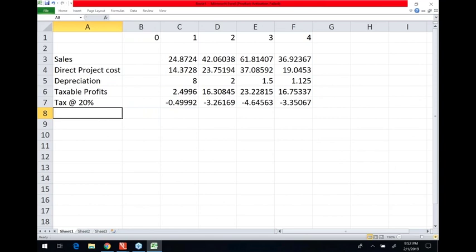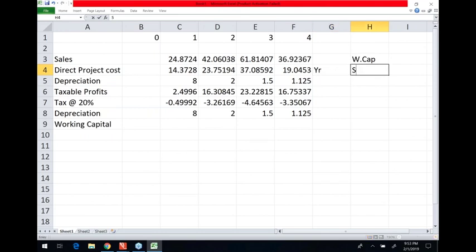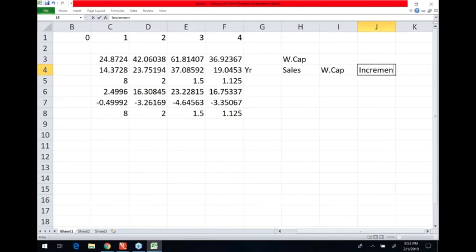Then you have the depreciation, which needs to be added back because it's a non-cash item. Then we have the working capital. Now, what has the examiner told us? The examiner has told us that the working capital requirement is going to be 20% of the anticipated sales. I'm going to tell you how we go about the working capital requirement. This is the time period, this is the sales, this is the working capital, and this is the incremental effect on the working capital.